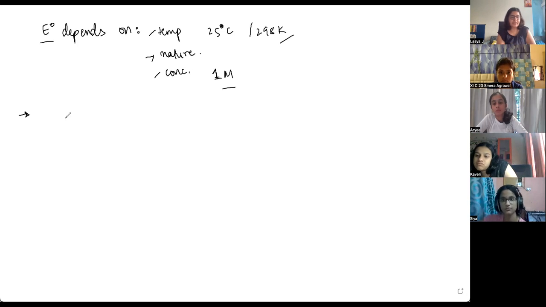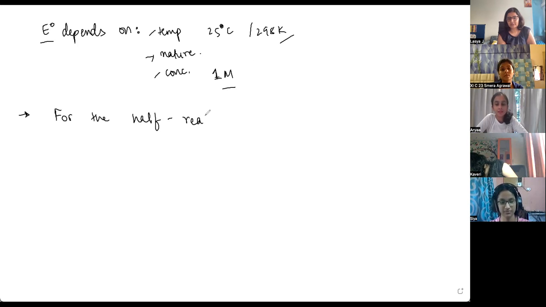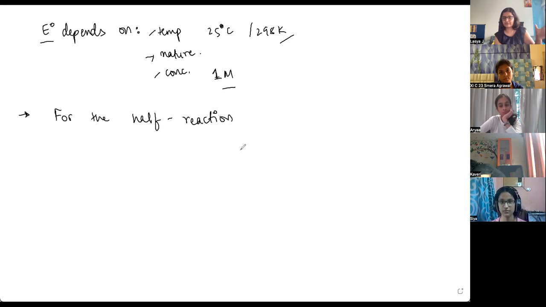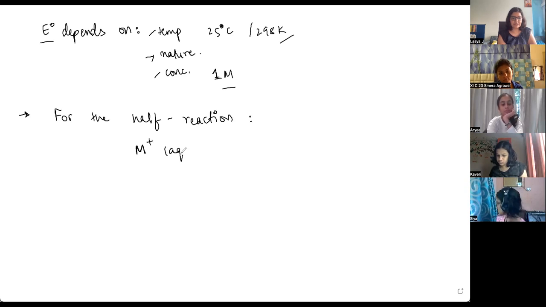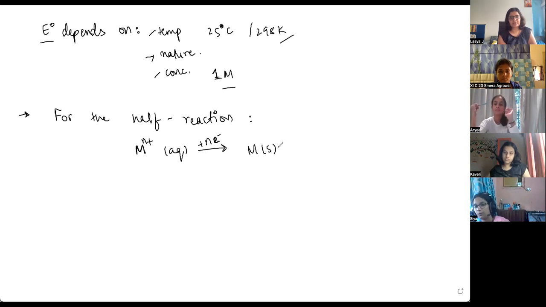So according to the Nernst equation, for a half reaction, we're still talking about a single metal, measured against hydrogen. We've taken hydrogen to be 0 by default. So suppose you have reduction of metals, because we're always calculating reduction potentials only. If we have M n plus aqueous turning into M solid, this is reduction of the metal: M n plus, plus n electrons gives M solid.